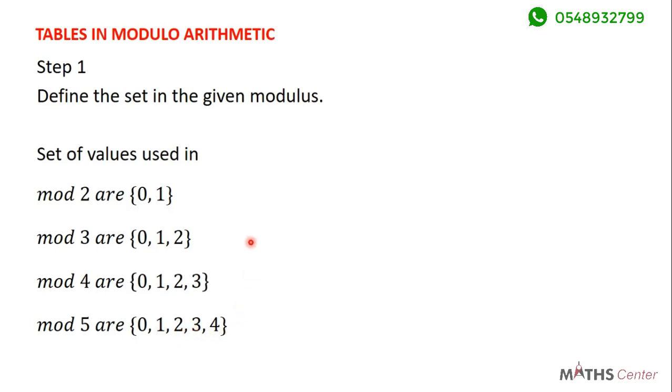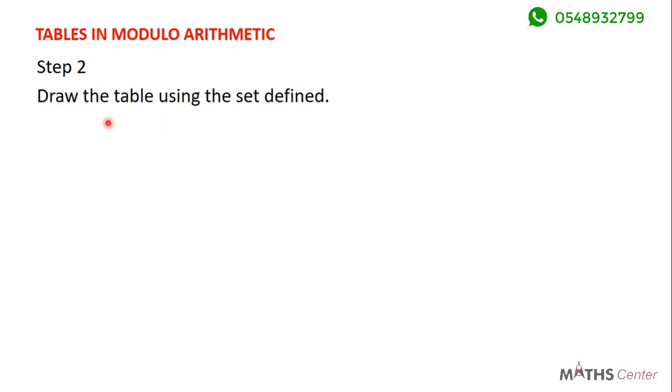So to draw a table for an operation in a given modulus, the first thing you do is define the set of values in that modulus. So if you want to draw an addition table for mod 4, you will first have to define the set of values in mod 4. They are 0, 1, 2, and 3. If you want to draw a table in mod 3, the set of values are 0, 1, and 2. After you have defined the set of values, you will use it to draw the table. So you draw the table using the set defined.